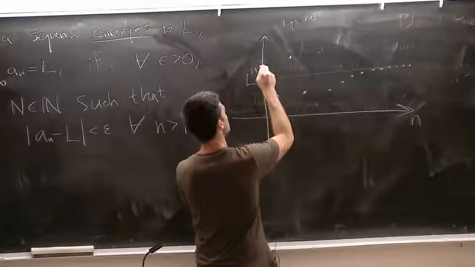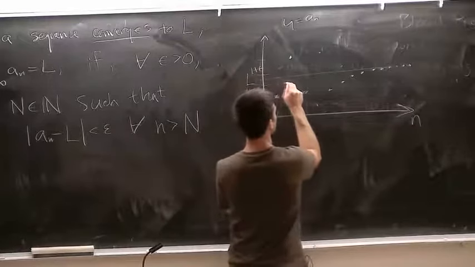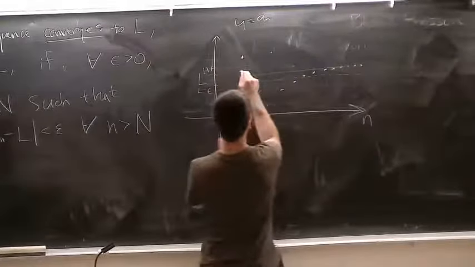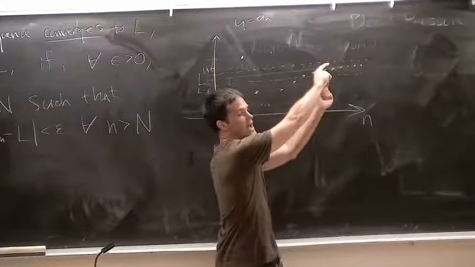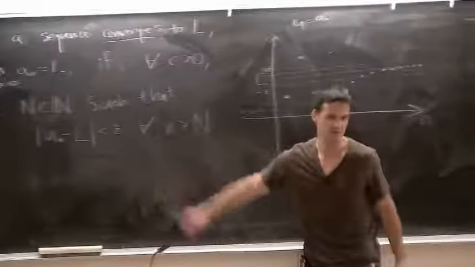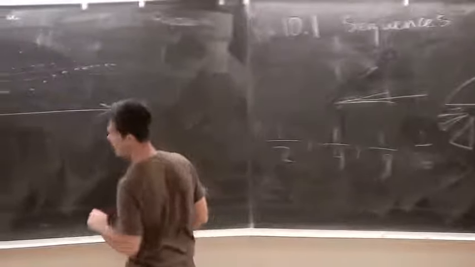L, so within L plus epsilon and L minus epsilon, eventually all of your sequence values are within this band, this epsilon band of the value L. That's what this definition means. So here's an example of that.